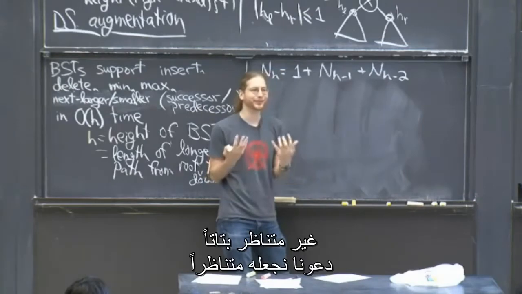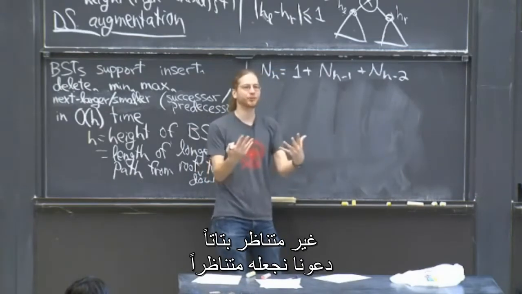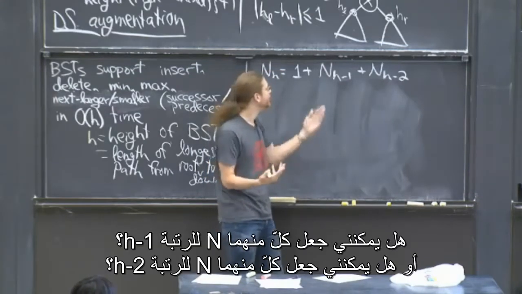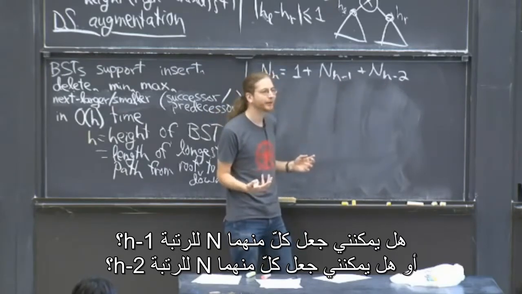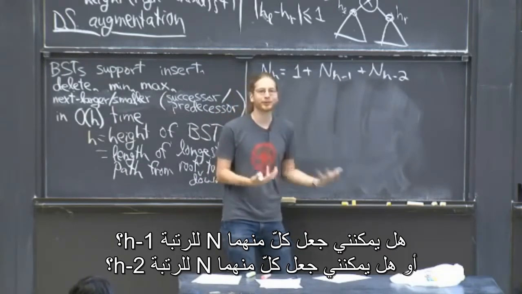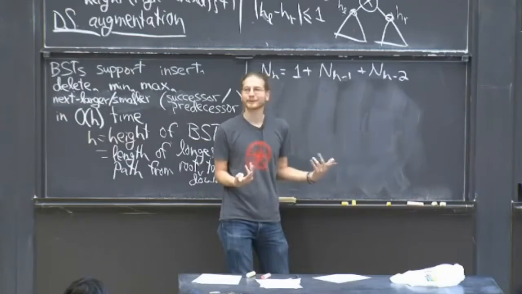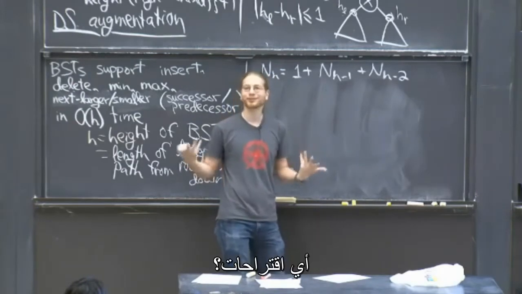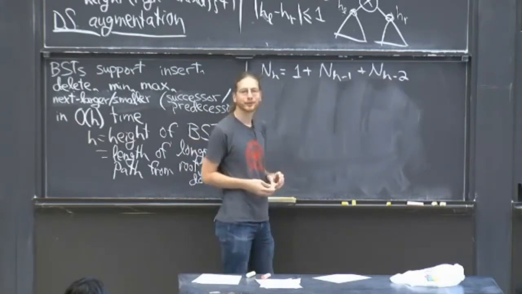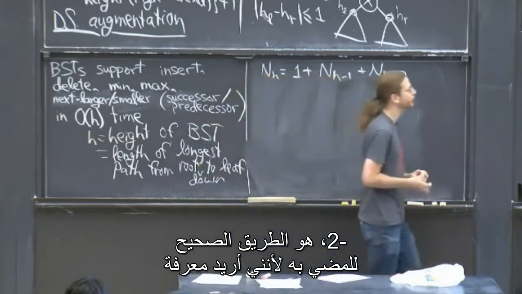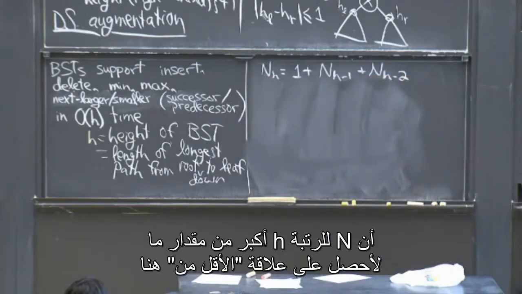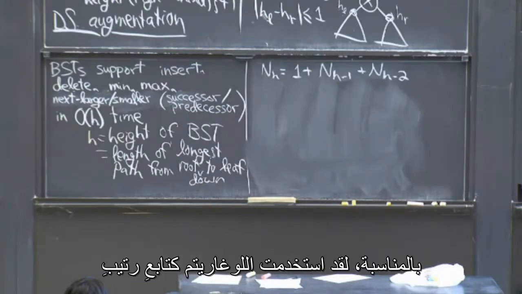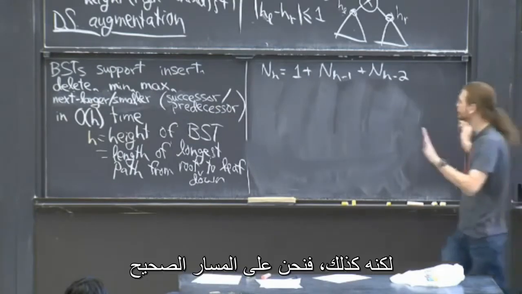Oh, so asymmetric. Let's symmetrify. Could I make them both n sub h minus 1? Or could I make them both n sub h minus 2? Suggestions? Minus 2 is the right way to go, because I want to know n sub h is greater than something in order to get a less than down here. By the way, I use that log is monotonic here. But it is, so we're good.